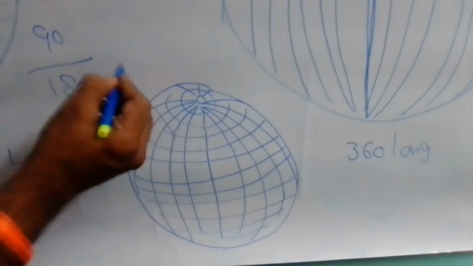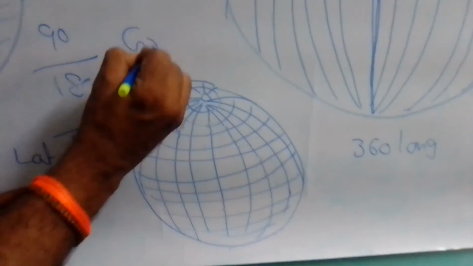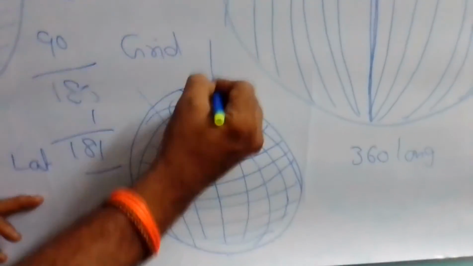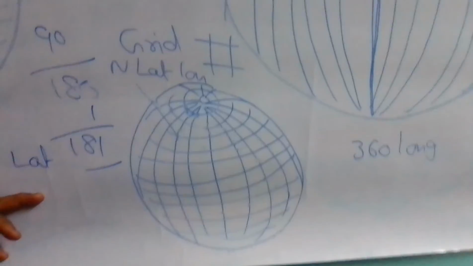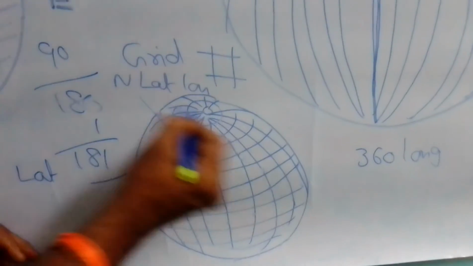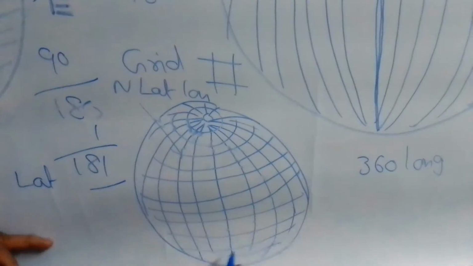So these shapes, each part is to be called what? Grid. It means the network of latitudes and longitudes is called a grid. It means you are observing on the globe a number of grids are there.